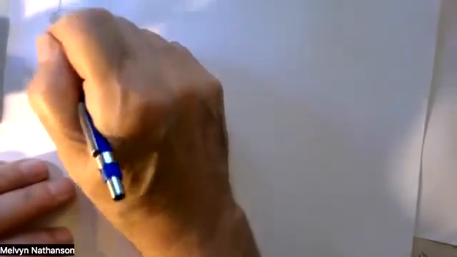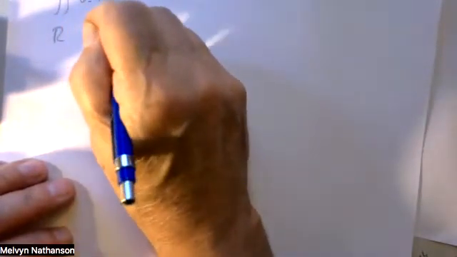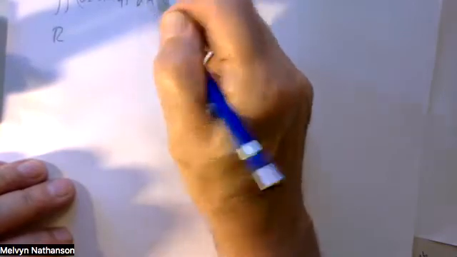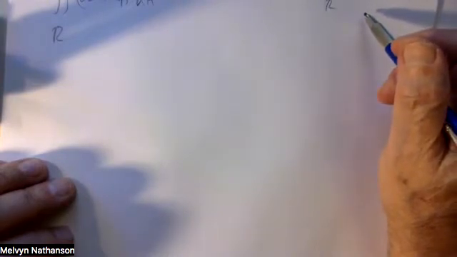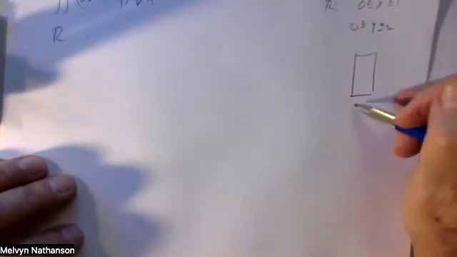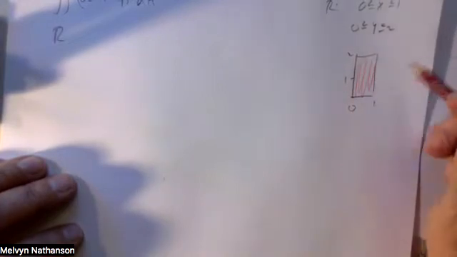So here is my problem. I want to compute the double integral over my rectangle R of 6 minus 2x minus y dA. And then my rectangle R is given by x goes from 0 to 1, y goes from 0 to 2. So it's a rectangle in the xy plane that looks like this. That's my R.